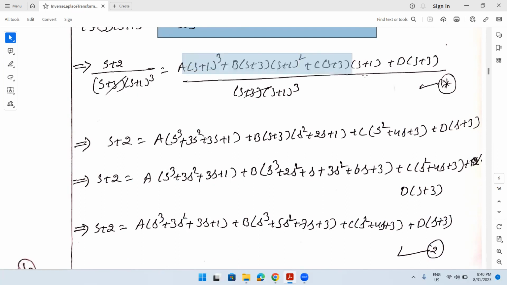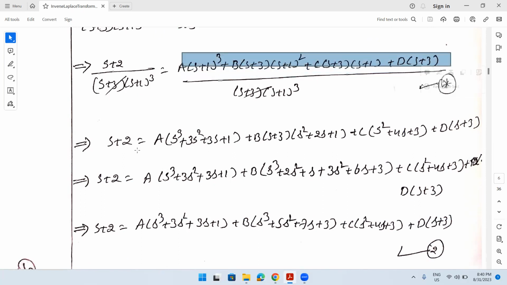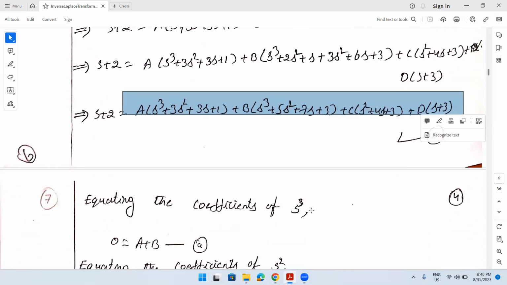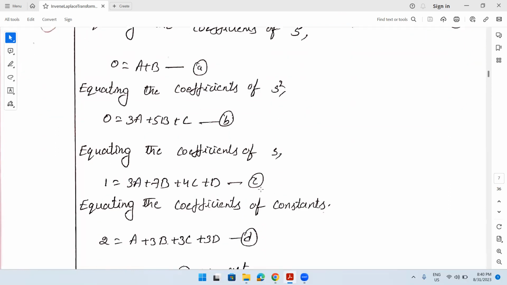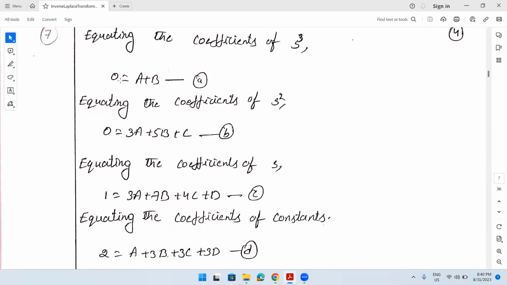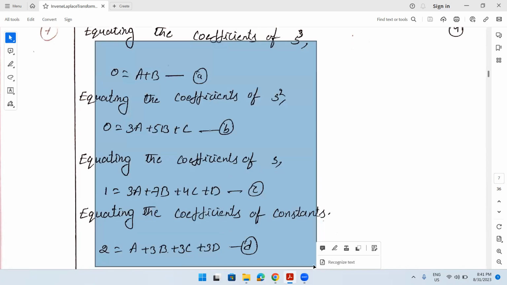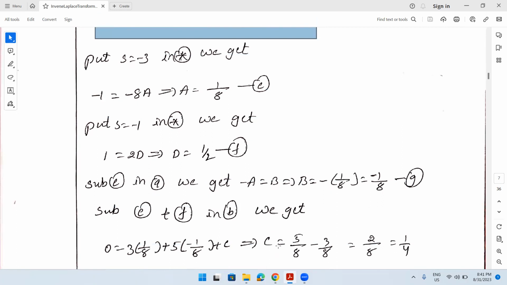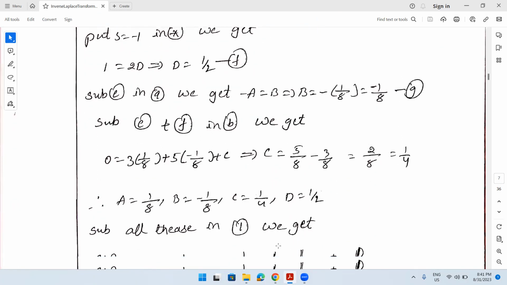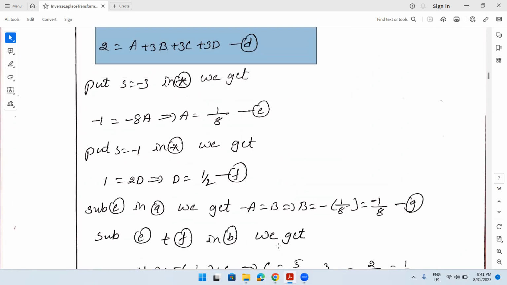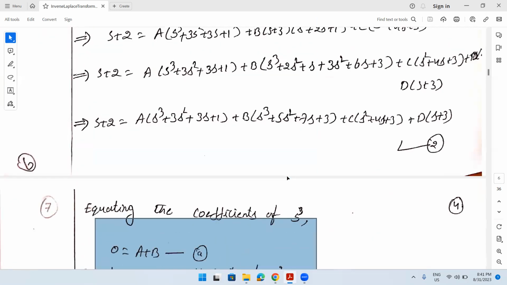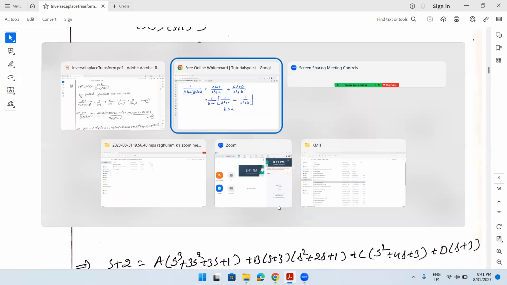Here what you do is expand all these terms and write the coefficient of s cube, coefficient of s square, coefficient of s power 1, like this. We equate the coefficients of s cube, s square, s, and the constant terms, and we get 4 equations. Solving the 4 equations, we get the values of A, B, C, D. But I'll tell you a different method. This is the thing I'll write here.